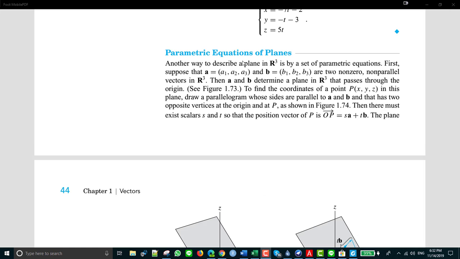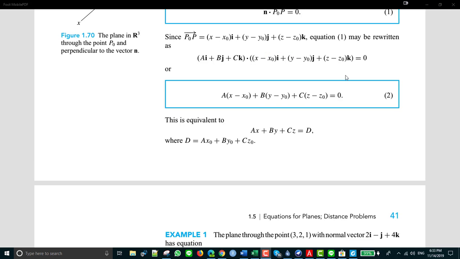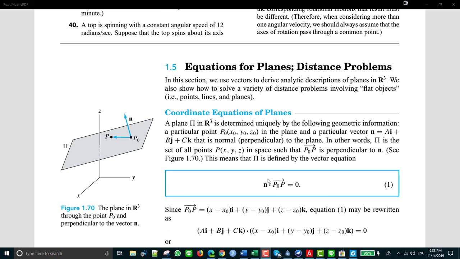Okay, let's talk about parametric equations of planes. So far we have this kind of equation for a plane, or we can rewrite it like this kind of equation for a plane. And we also have this equation for a plane. So these are different forms or different possibilities for equations of planes. Now we want to talk about another way.